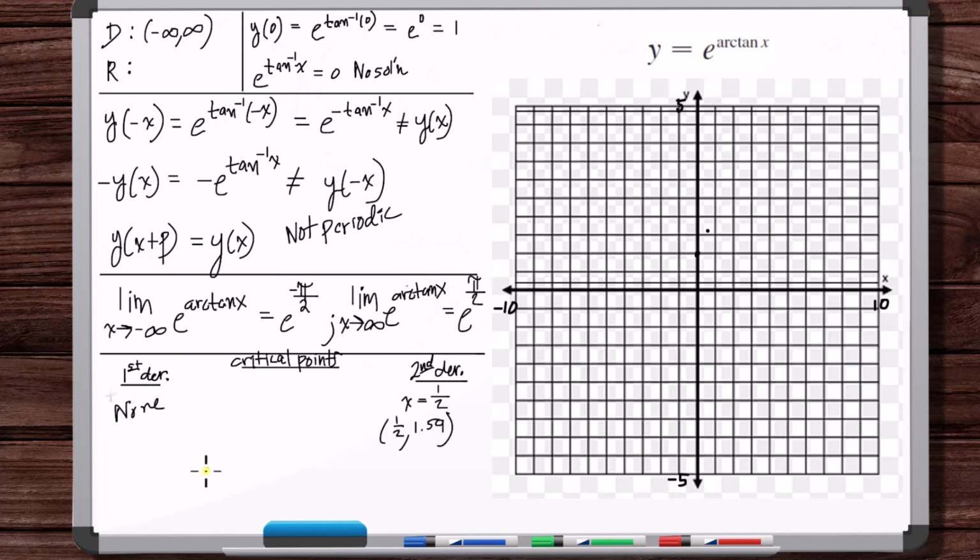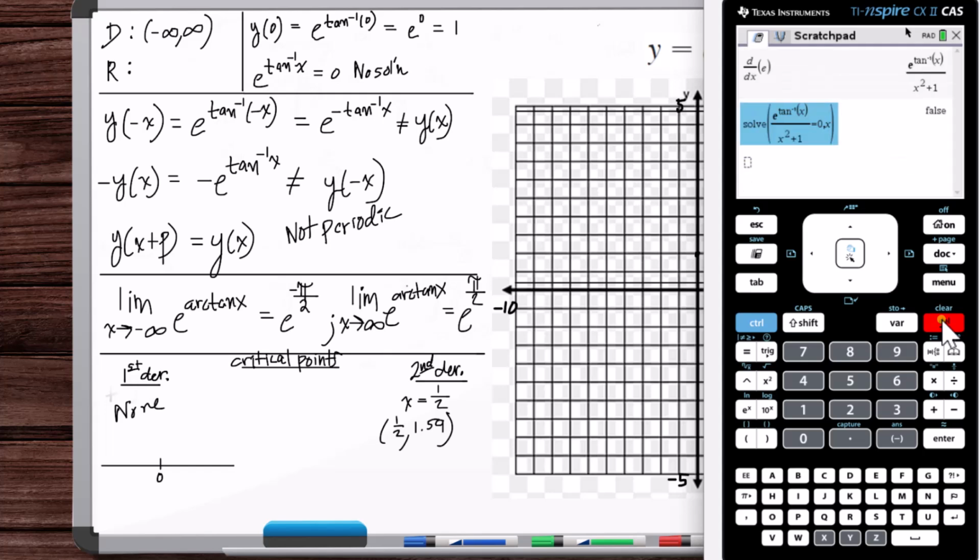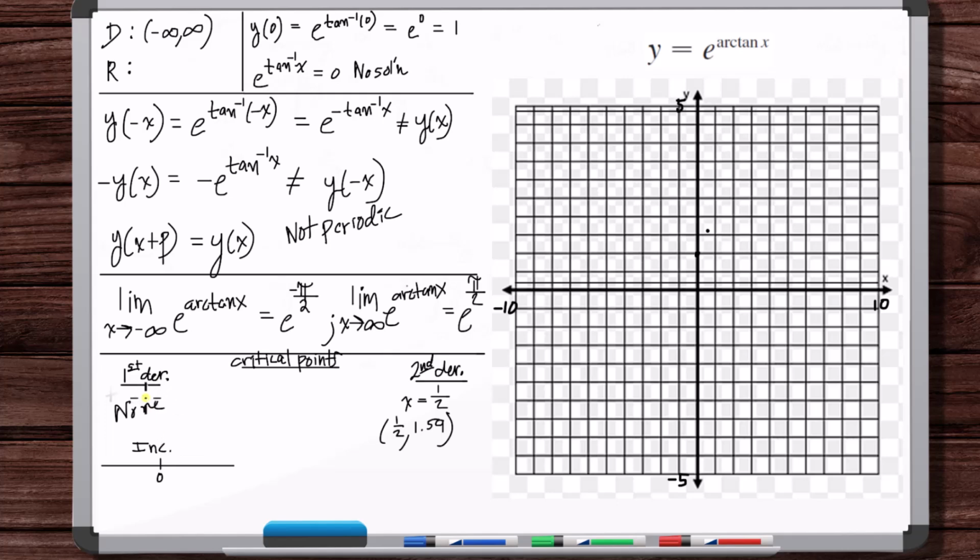Okay, now intervals, increasing and decreasing intervals. So there's no critical points with respect to the first derivative. So there's going to be no change in the sign of the first derivative. It's going to have one sign for the entire domain. What's that sign going to be? Okay, well, what we can do is plug in x is equal to whatever. Okay, so it's going to be increasing over the entire domain.